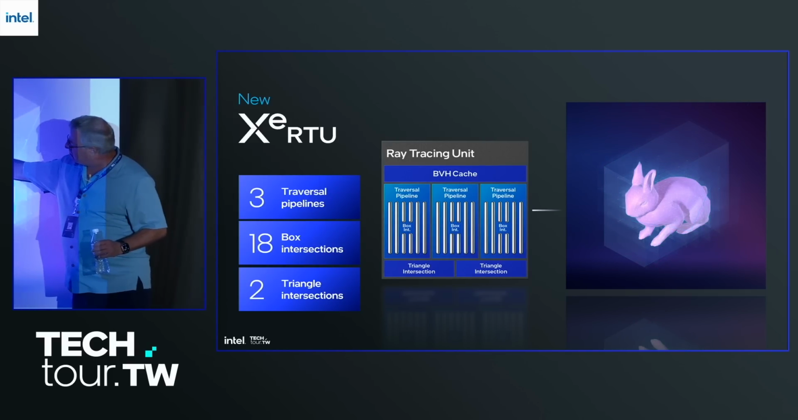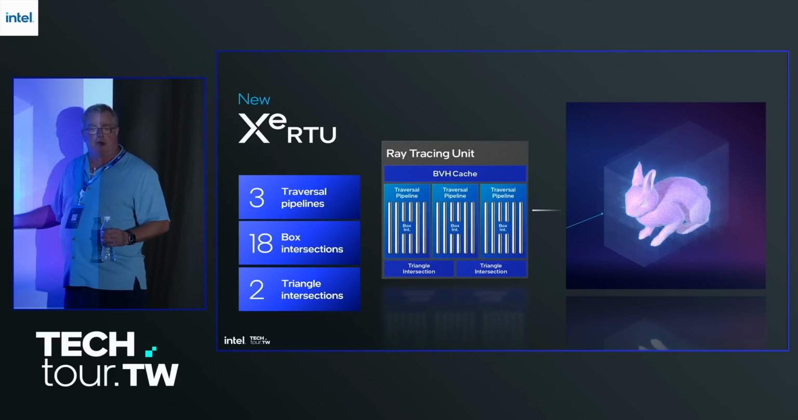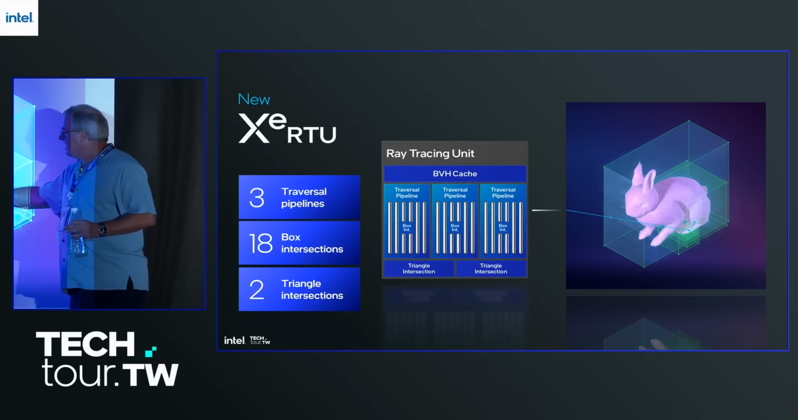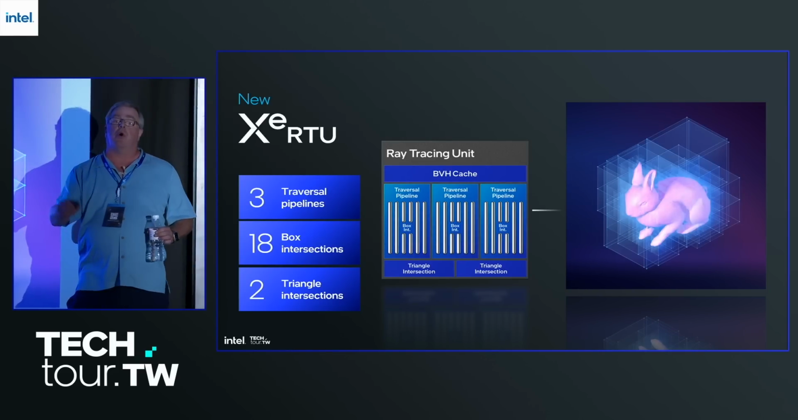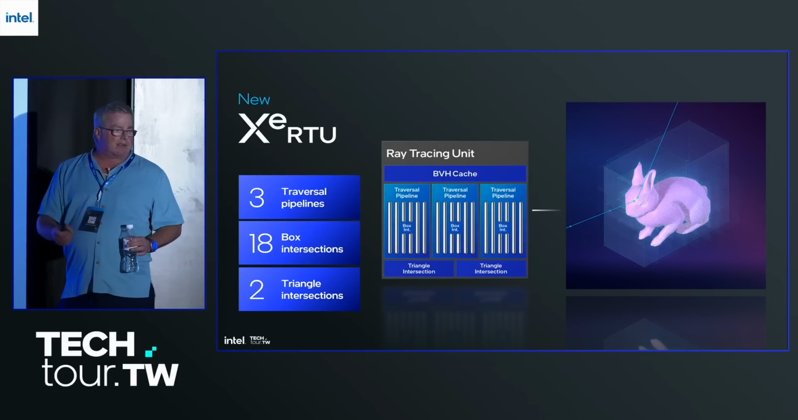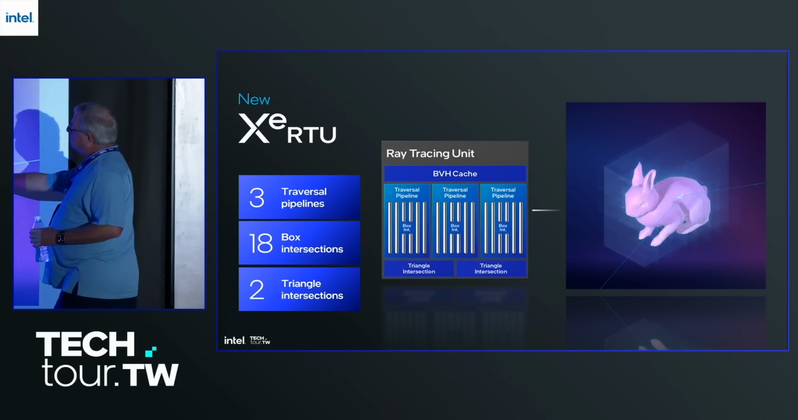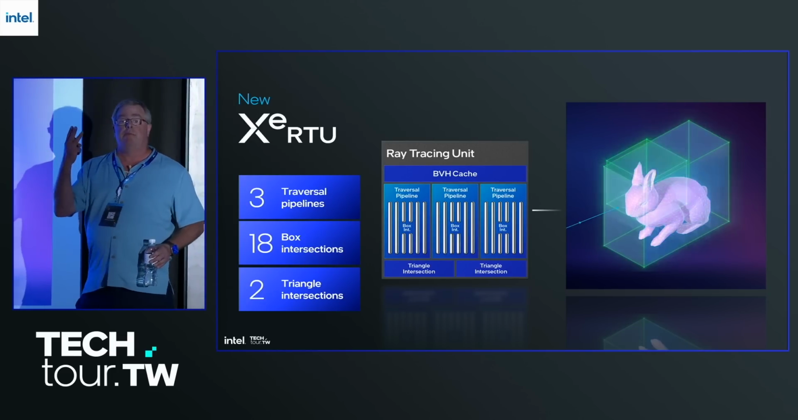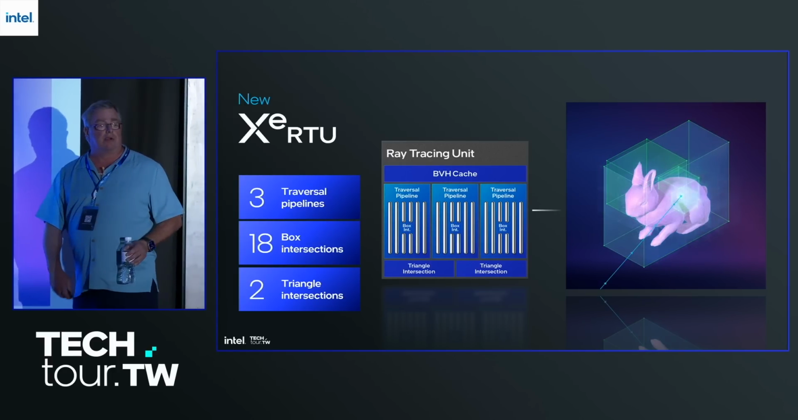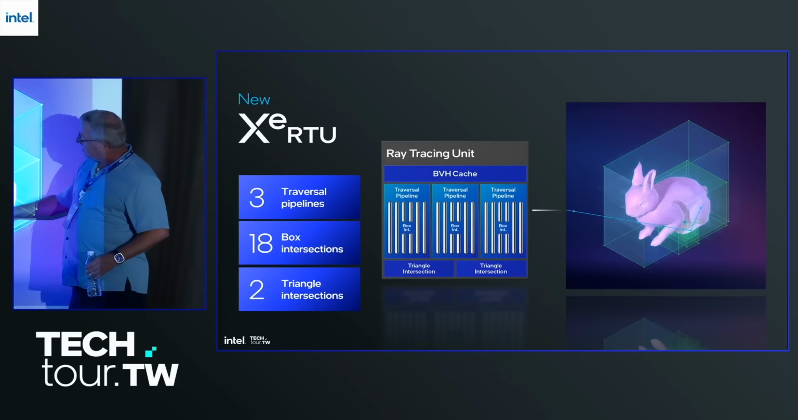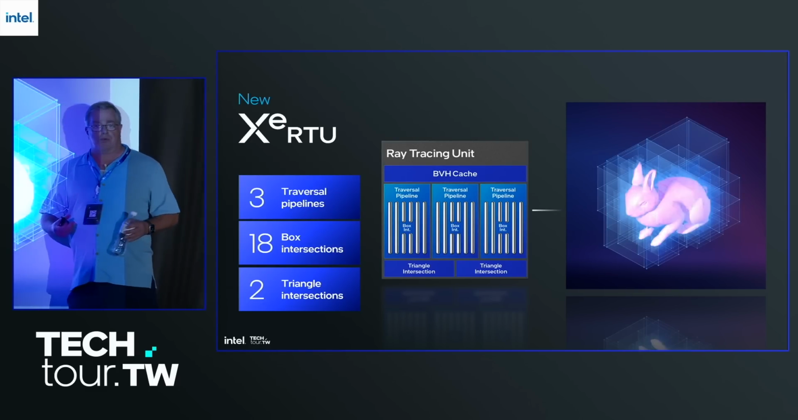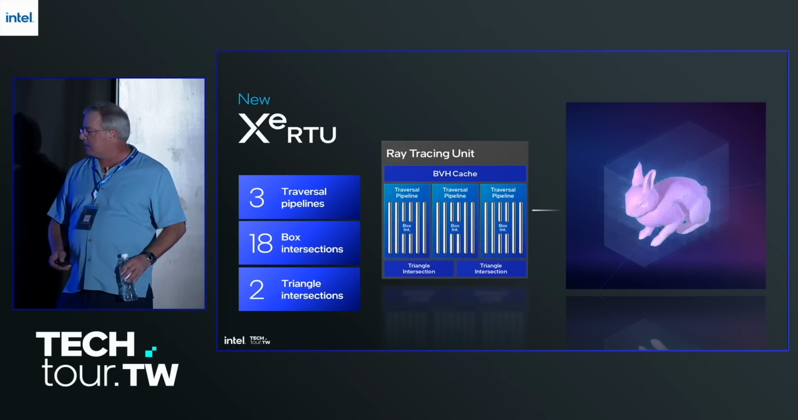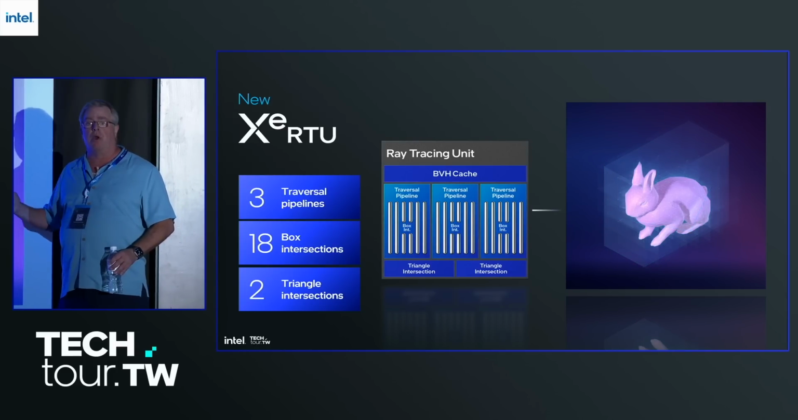So what you do is you draw boxes, and then you nest boxes within boxes. That box hierarchy is called a BVH. What you need to do is traverse that BVH to get to the lowest level box, and then you look at all the triangles contained within that lowest level box, and you only check those. The thing that is searching through this tree is called a traversal pipeline. In Xe2, we're now up to 3 traversal pipelines and 2 triangle intersection engines per ray tracing unit. Again, the triangle search happens at the leaf, and it's critical for ray tracing performance. You'll see that we now support 3 traversal pipelines, 18 box intersections, and 2 triangle intersections per ray tracing unit.